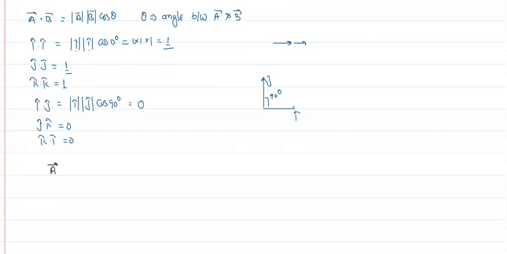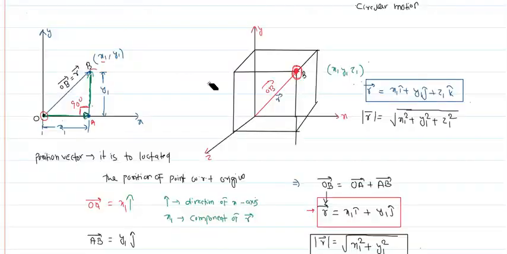Suppose there is a vector R. You break this vector into 3 directions: one along x-axis, one along y-axis, one along z-axis. So you write R vector is equal to x1 i cap plus y1 j cap plus z1 k cap. Means you resolve the components of R vector along x-axis, y-axis, and z-axis.